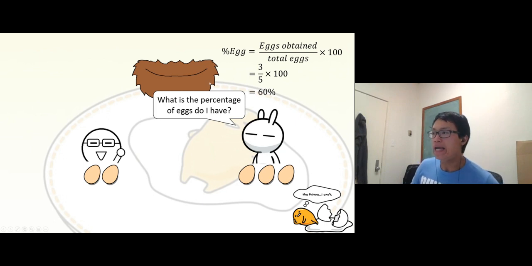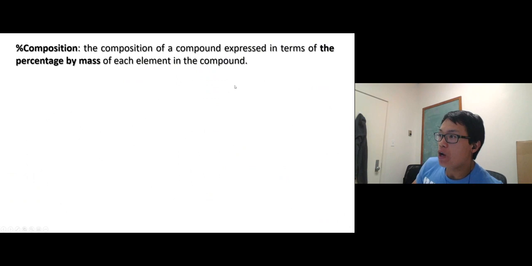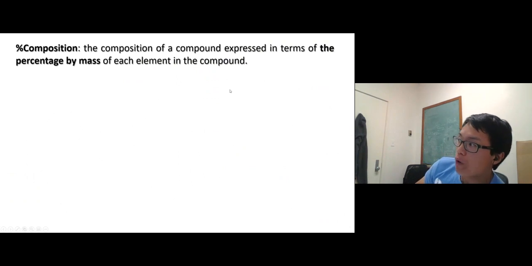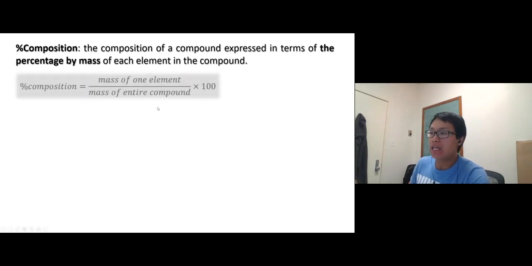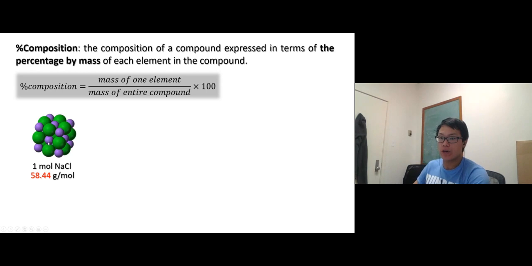Okay. So we have a percent composition, which is the composition of the compound expressed in terms of the percentage by mass of each element in the compound. Basically, if you know the mass of the compound, let's say sodium chloride, the whole mass is 100%, but you can calculate the percent composition of sodium in that: just look at how many grams of sodium in there over the total mass in grams of sodium chloride times 100. Here we go.